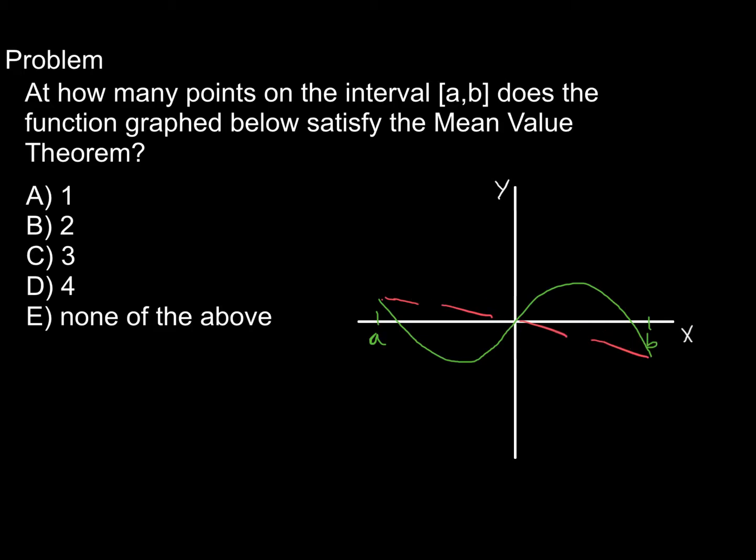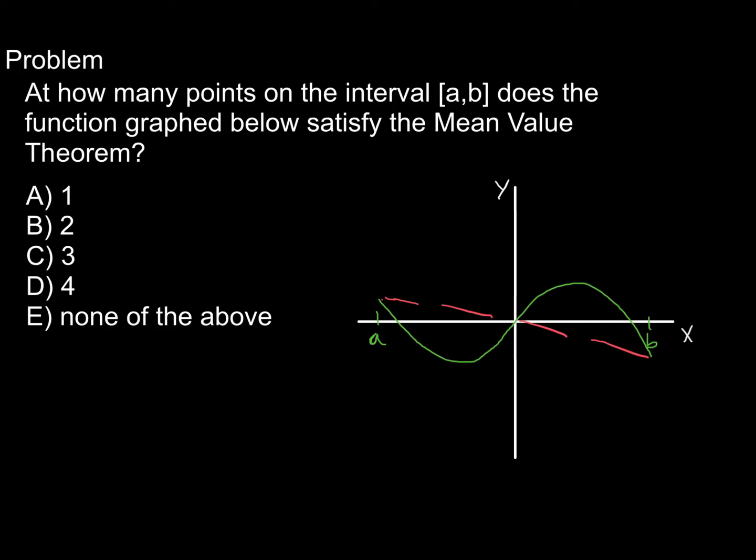And the way to visualize this is to think about the slope of the secant line between a and b, because the slope of that line is the average rate of change. So we're looking for another place along my curve here that will have the same slope. In other words, where the tangent line will be parallel to the secant line.